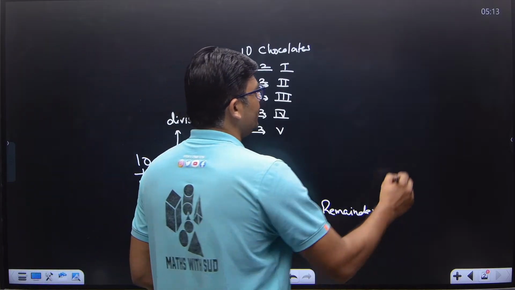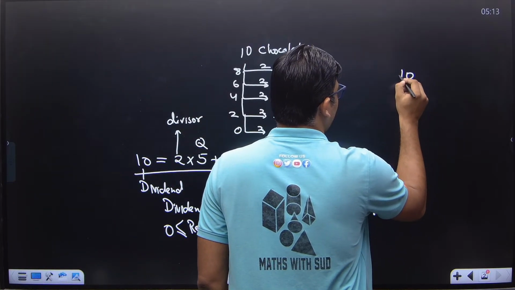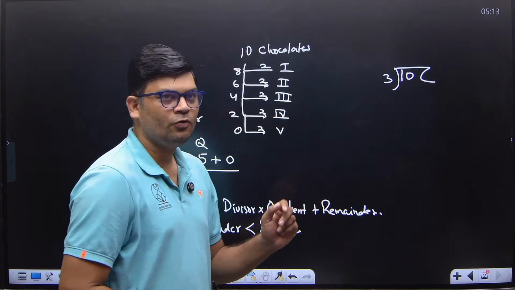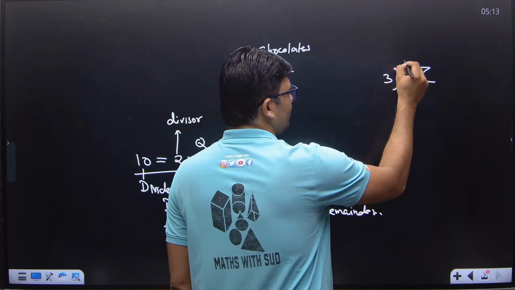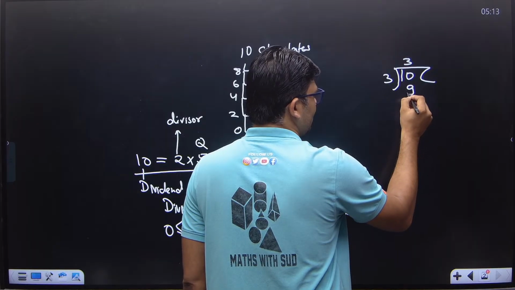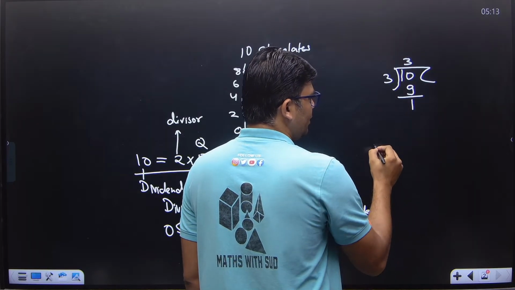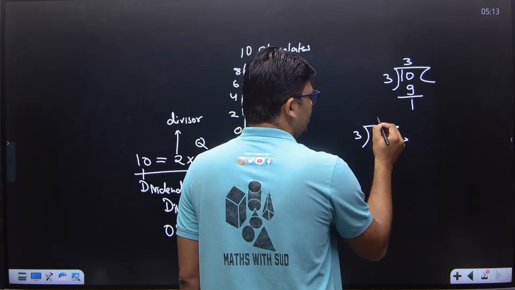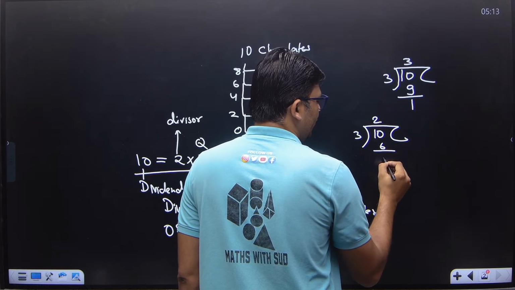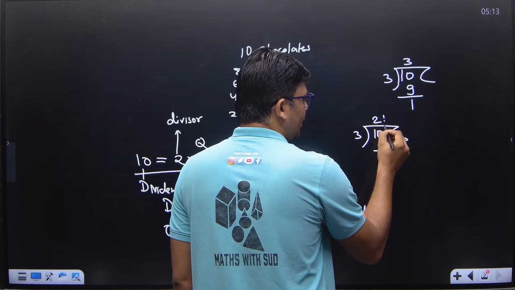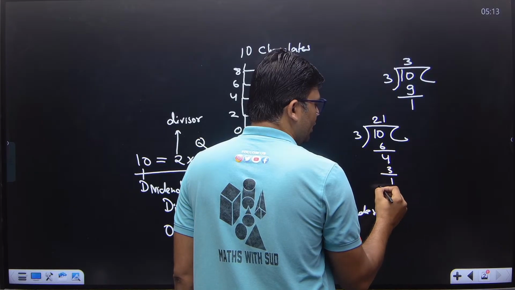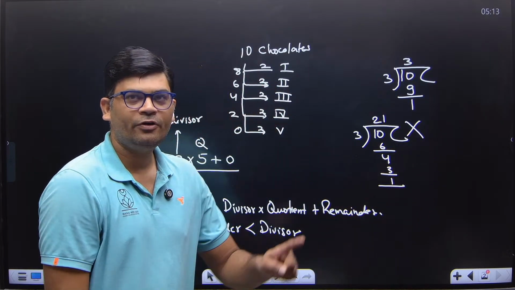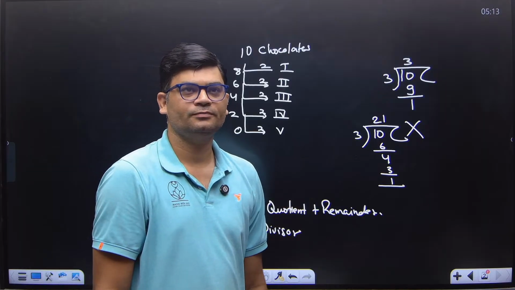Alright, for example, if I ask you to divide 10 by 3, there might be 2 ways of doing it. One is somebody can write 3 into 3 is 9, 1 will be the remainder. There might be another student who will write 3 into 2 is 6, he will take out 4, again he will write 3 into 1 is 3, and he will get 1 as a remainder, but this is not allowed. Can you tell me what is wrong here?